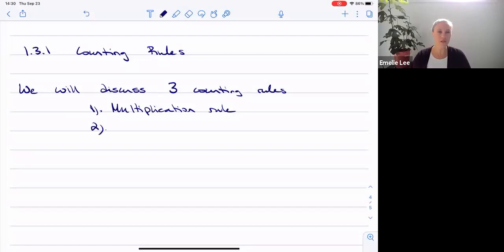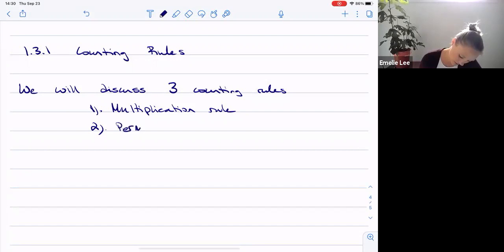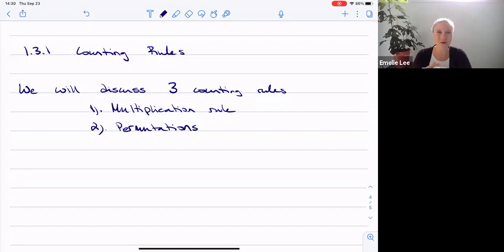Second thing we're going to talk about is permutations. Now, permutations are kind of the special case of the multiplication rule where we have only unique outcomes, right? So we can only have one letter of the alphabet in a license plate at a time, for example.